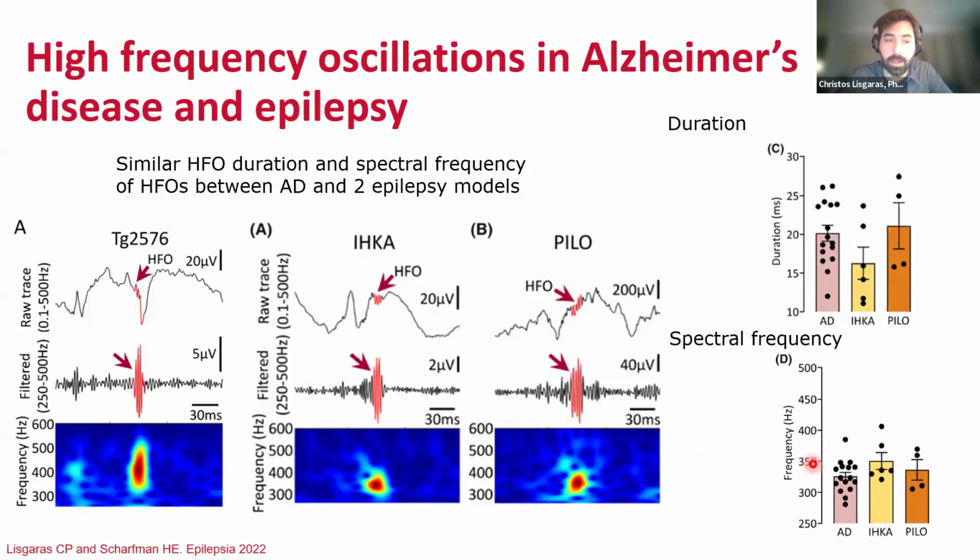So that tells us that HFOs in AD and epilepsy are very similar, and it would be hard to know whether this is an HFO from an epileptic animal or an animal with AD if we just look at their duration and spectral frequency.